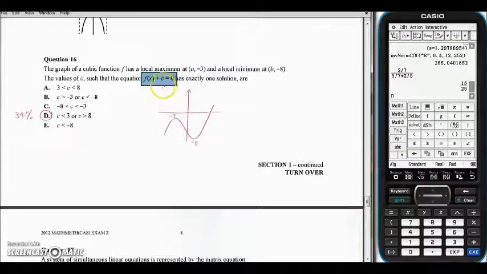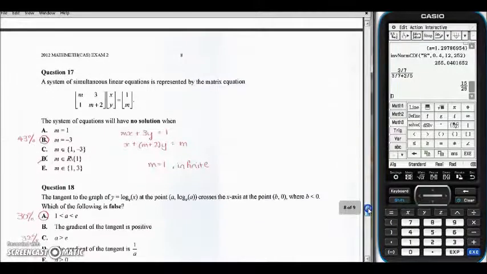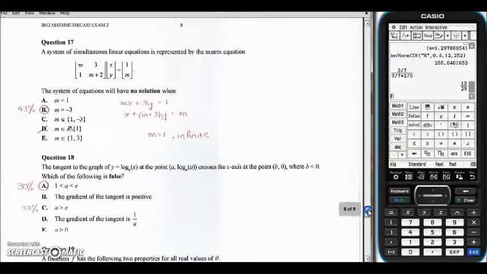So what I want C to be is I want it to be less than 3, or I'd want it to be more than 8. And so long as I have that, I'll only have one solution. So that's where this answer of D came from. C is less than 3 or C is greater than 8. Okay, question 17.